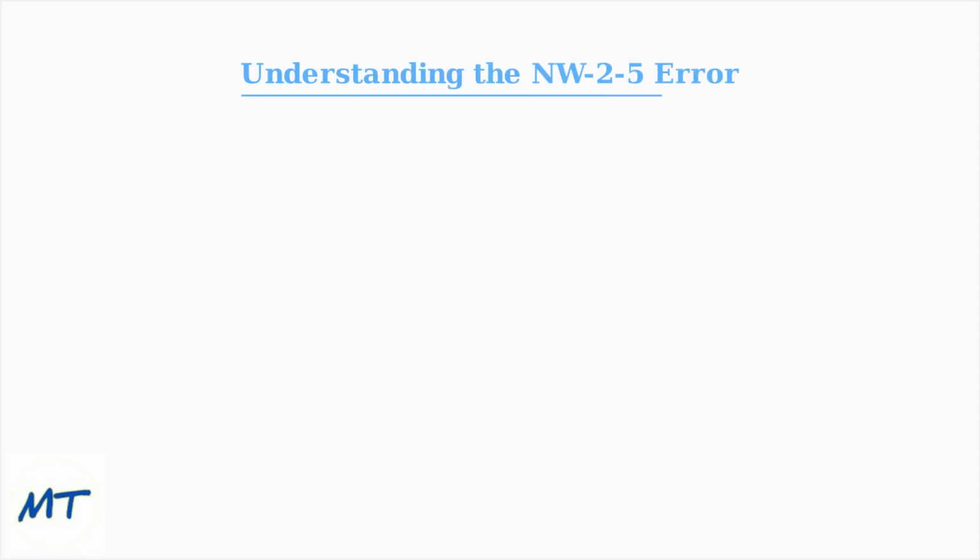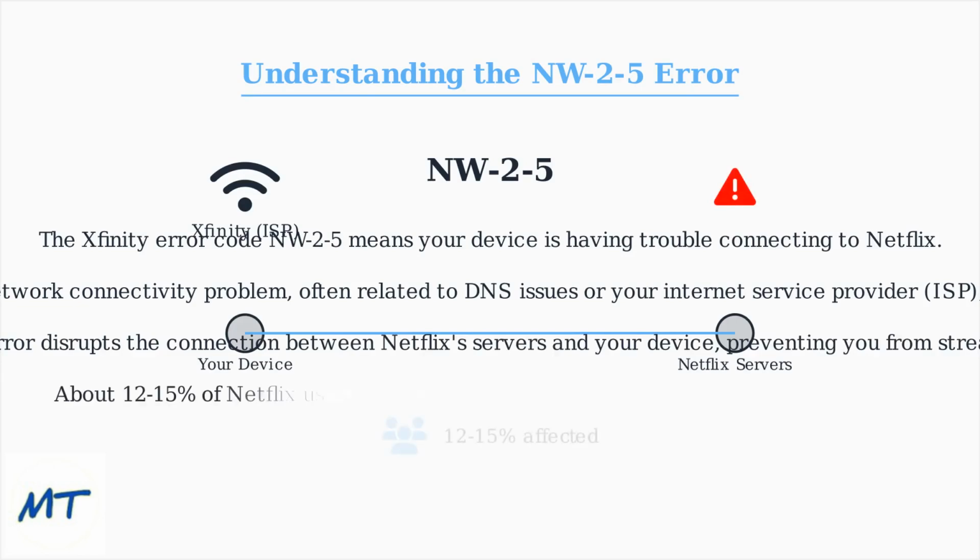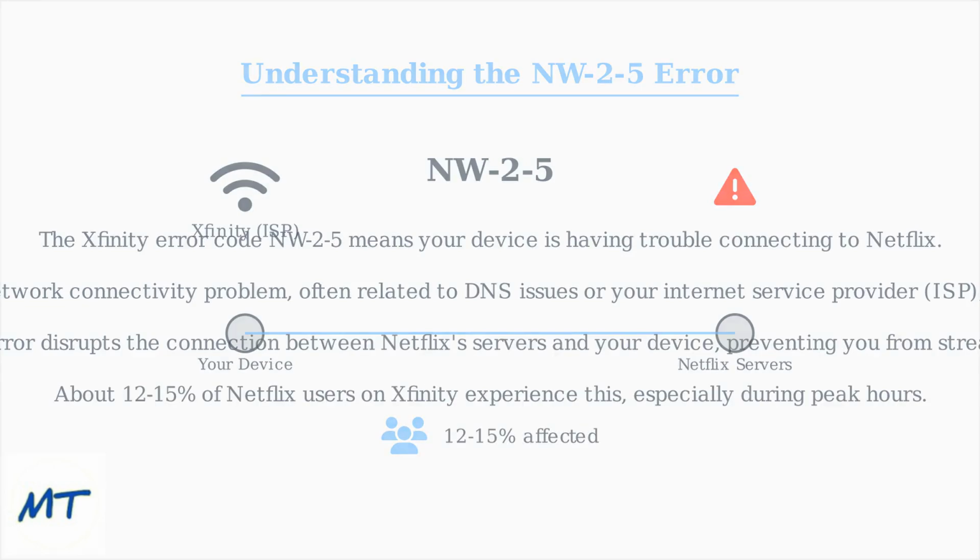The Xfinity Error Code NW-2-5 means your device is having trouble connecting to Netflix. It's a network connectivity problem, often related to DNS issues or your internet service provider, Xfinity. This error disrupts the connection between Netflix's servers and your device, preventing you from streaming. About 12 to 15% of Netflix users on Xfinity experience this, especially during peak hours.